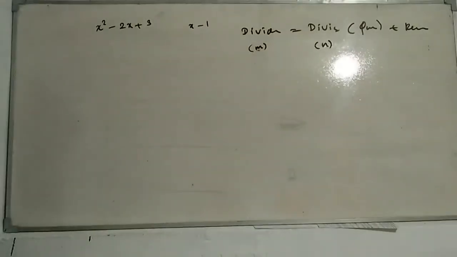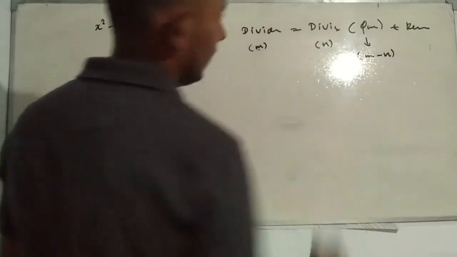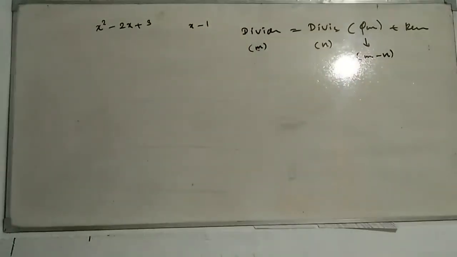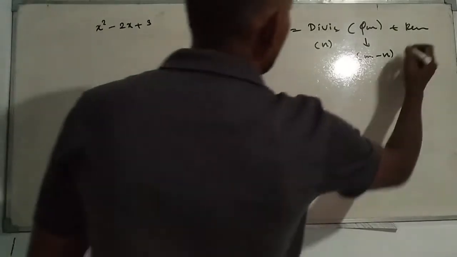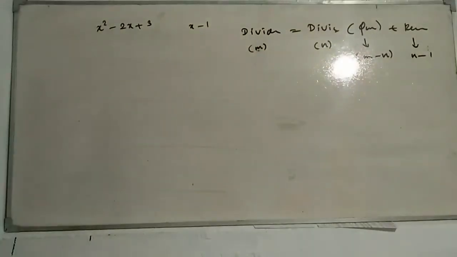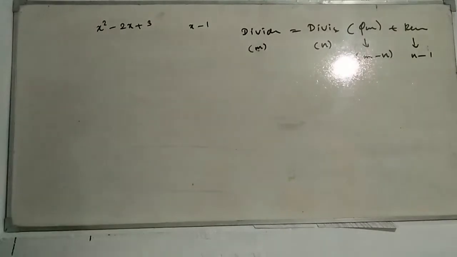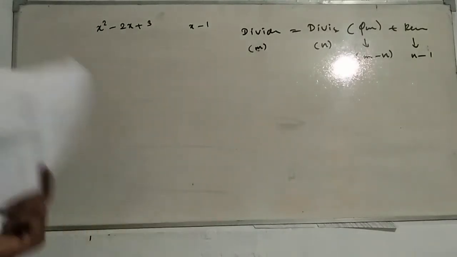Then what is the degree of the quotient? That's equal to m minus n. Then again, what is the degree of the remainder? We can say that n minus 1 is the degree of the remainder. This is called the division algorithm. Now let's put those values into the division algorithm and find the quotient and remainder.